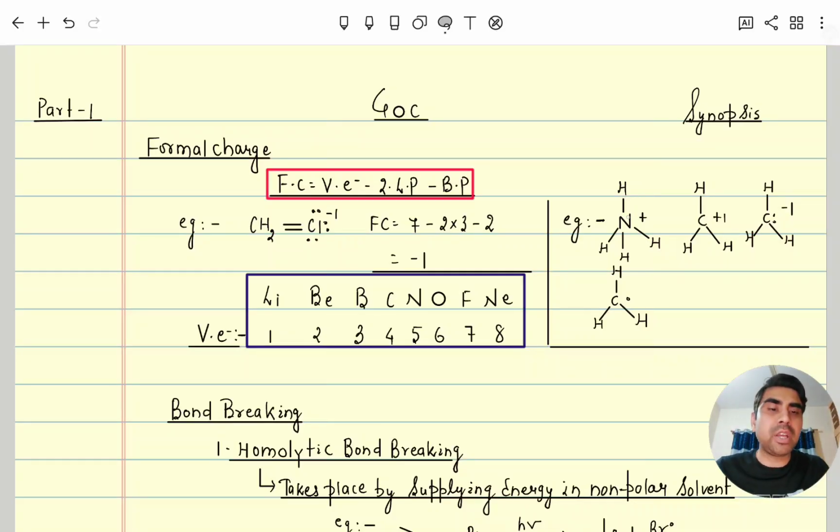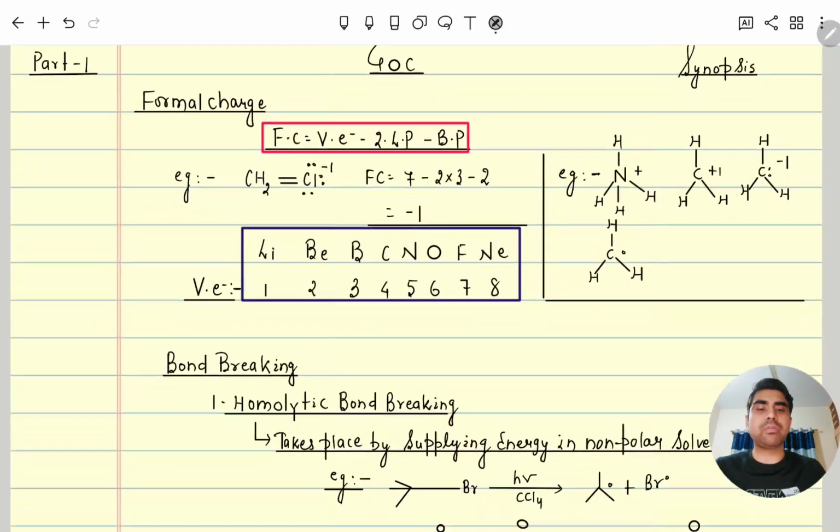Like here, nitrogen should have 5 valence electrons. How many does it have? Only 4, so plus 1 charge. Carbon should have 4 electrons, but carbon has only 3, so it is plus 1. Here carbon has 5 electrons, so minus 1. Here carbon has 4 electrons, so it is neutral. By the way, this is called carbocation, this is called carbanion, and this is called carbon free radical.